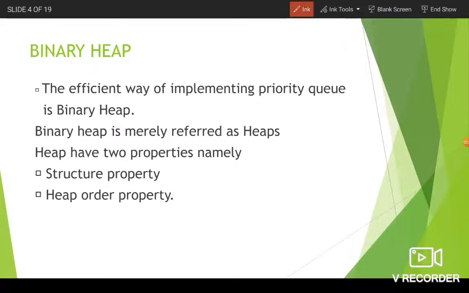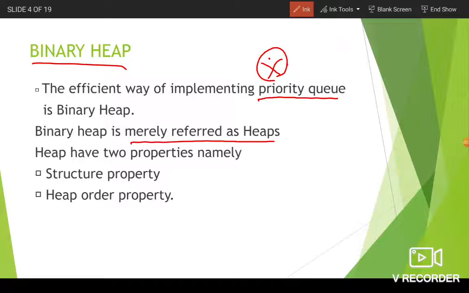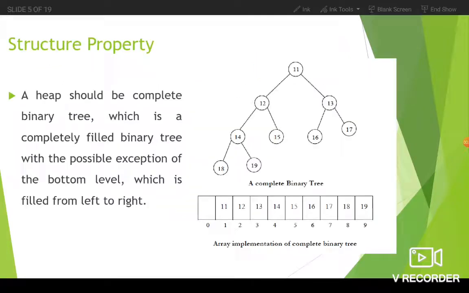So first we have to know what is a binary heap. It is the efficient way of implementing a priority queue. What is a priority queue? It is a variation of the queue data structure where the deletion is performed based on priority. The binary heap is simply referred to as heap. Every heap should satisfy two properties: the structure property and the other one is the heap order property.